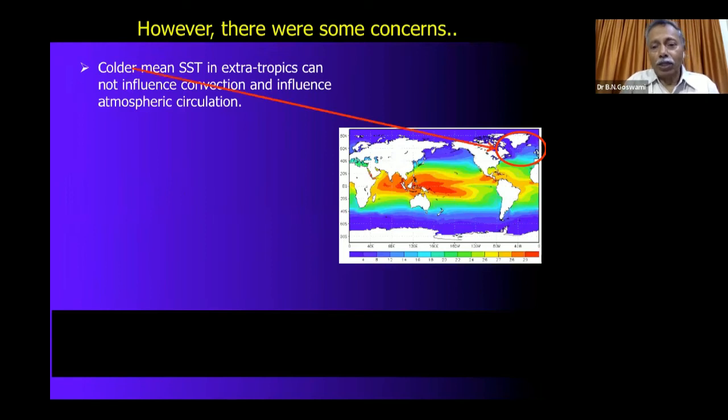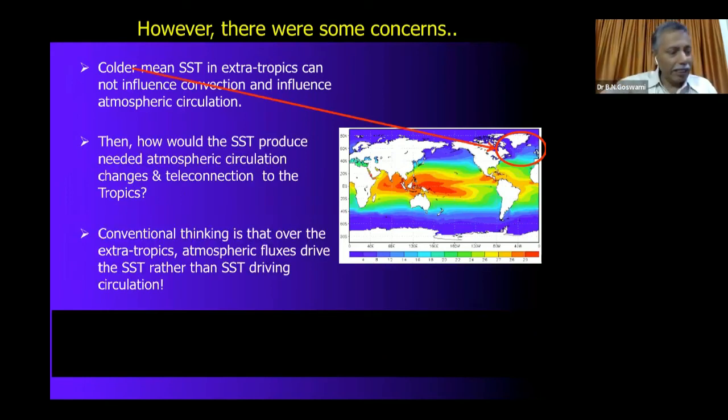However, people are always concerned about this question that I raised in the beginning: how could the SST over the North Atlantic, which is cold, produce the needed atmospheric circulation? Conventional wisdom is that in the tropics, the SST is the driver of circulation because it initiates convection, and the atmosphere is conditionally unstable. So small lifting can generate convection and then sustain it.